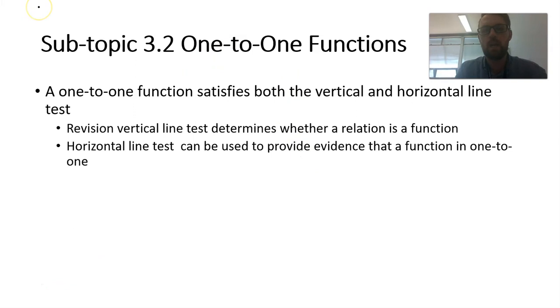You might be going, hang on, wait a minute. I'm forgetting what a vertical line test is and what a relation is and a function. Okay, and what is this horizontal line test you're talking about? So the first thing we're going to do is go through and have a look at these vertical line tests to see whether our relation is a function or not.